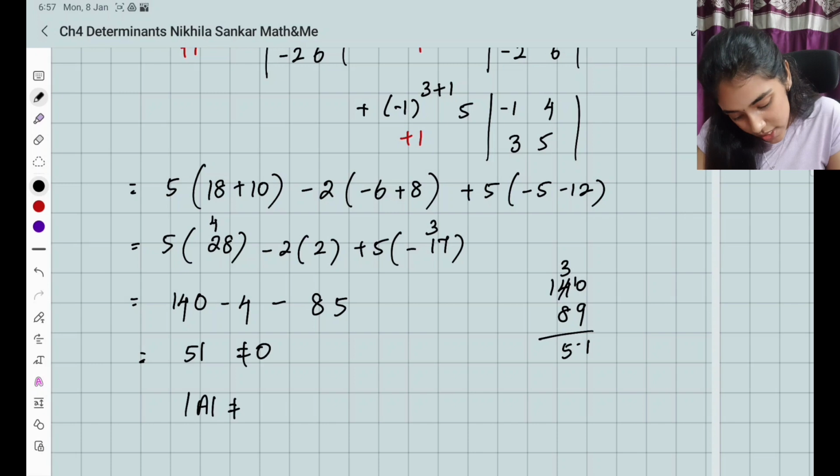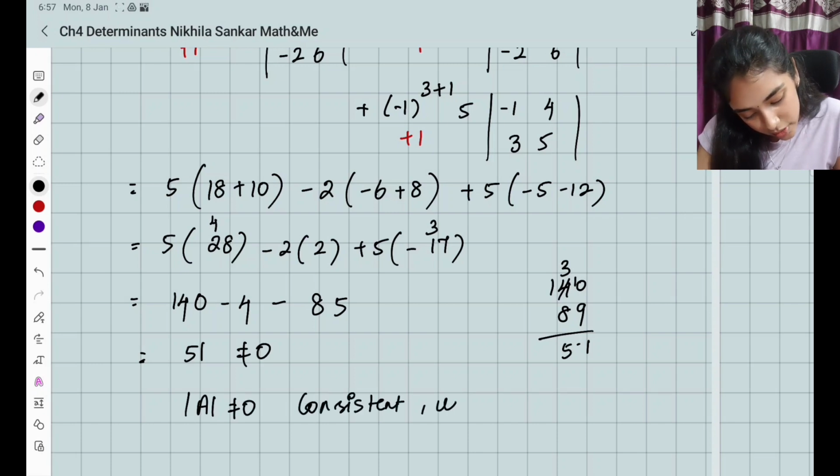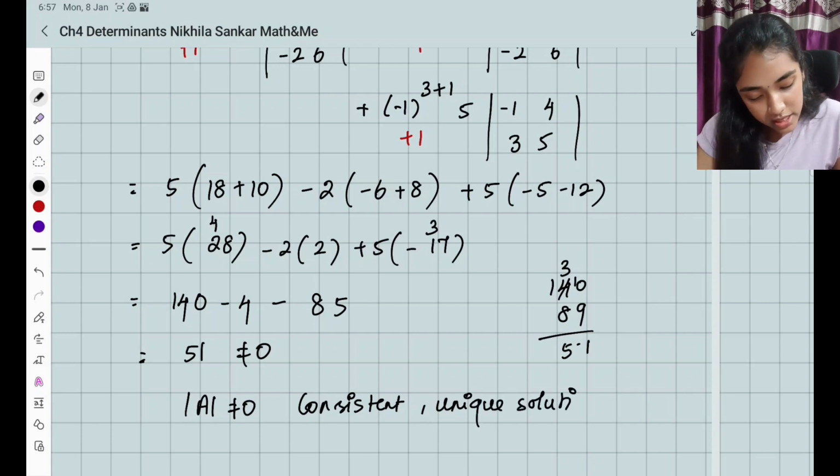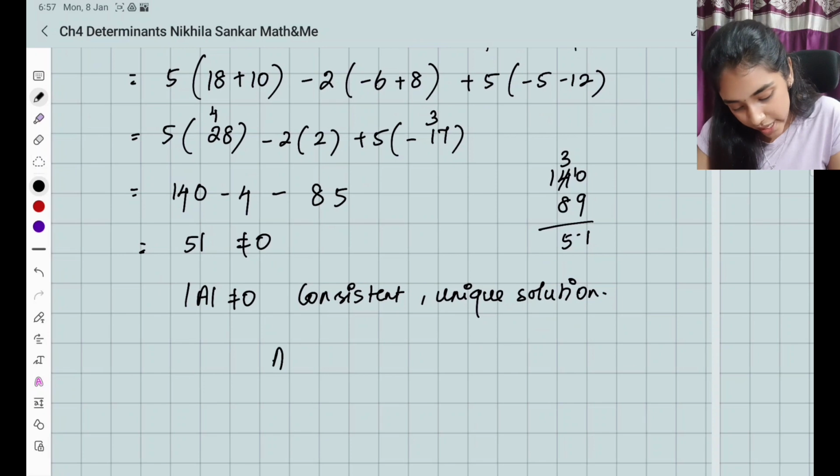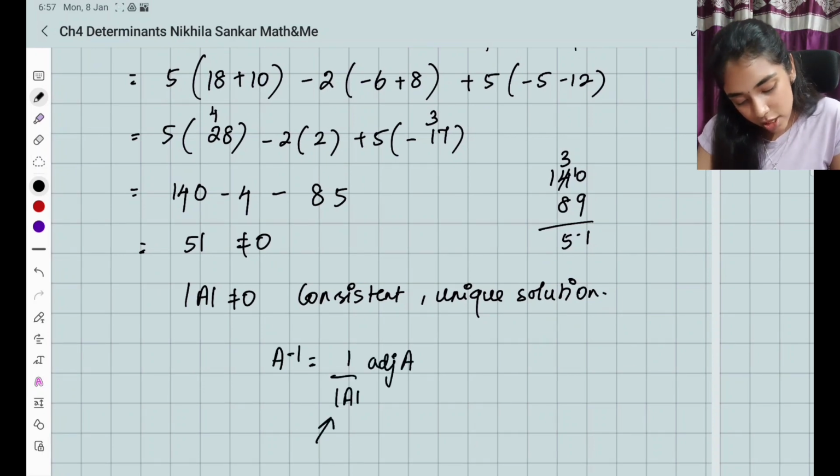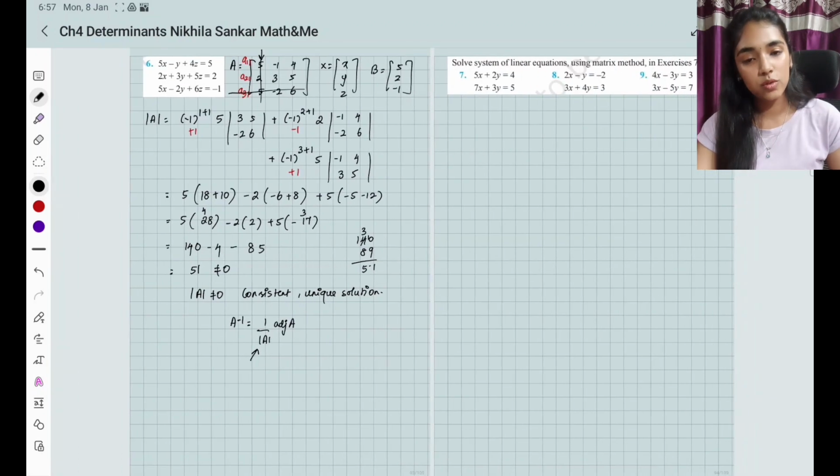So, determinant A is not equal to 0, which means they are consistent and have a unique solution. A inverse exists when the determinant is not equal to 0, basically. So A inverse is going to be 1 by determinant A times adjoint A, right? Here the denominator must not be equal to 0. Only then will we get a unique solution. So that is what we are trying to prove here. Okay? So it must be consistent.